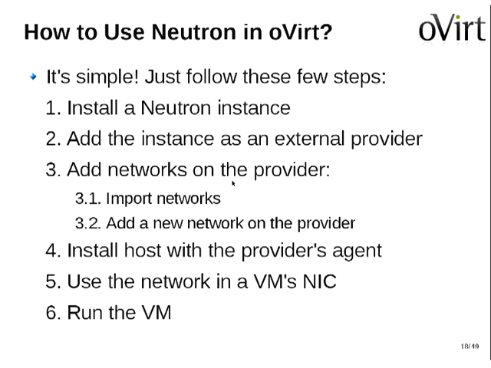So how do we use Neutron in oVirt? How do we get it to work? It's quite simple, just 6 steps, right? First of all, we need to install the Neutron service, as we saw, the API plus plugin. We need to add it to the oVirt system as an external provider. We need to add some networks from this provider, add some external networks. So either we import them, or we can add new networks and export them to the provider.